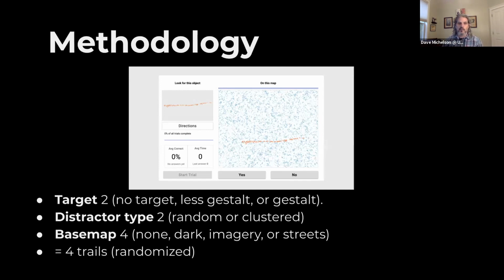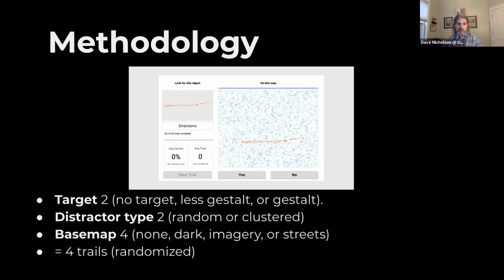What I did is I took 2 targets. It's listed as 3, but it's really 2 targets because in all visual search, you have a lack of target condition. I did one that's less Gestalt and one that's Gestalt, and we'll talk in more detail about these in a second. I created 2 distractor types, one that's random that mimics what you would see if you were doing remote sensing and got a bunch of random noise. And then a clustered one, where I wanted to mimic a distractor that would start having similarities to my target and also resembled things like clouds or other things that you would get when you were doing remote sensing.